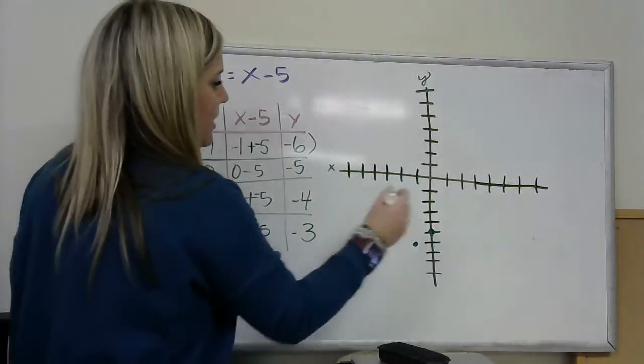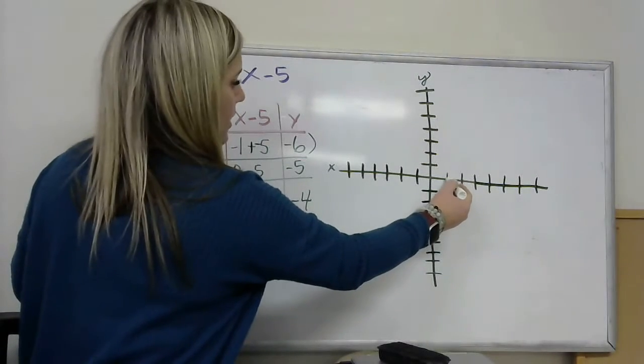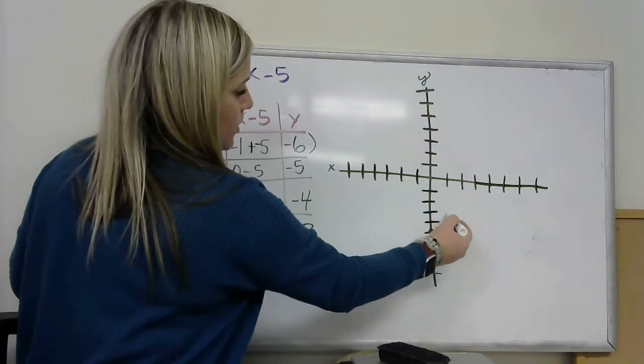Then 1 and -4. So +1. And then I'm going to go down 1, 2, 3, 4.